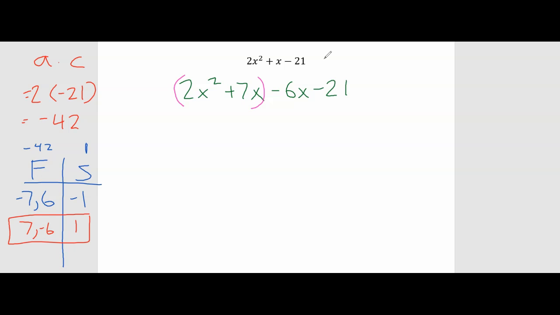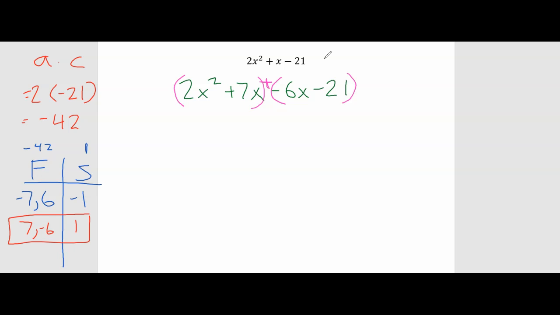Now, this is where it gets a little tricky. I need to put my parentheses around this negative sign. I need to include the negative with the 6x. And I'm just going to put a plus in between, right? Because I'm not multiplying those parentheses together. I am adding what's inside the parentheses.